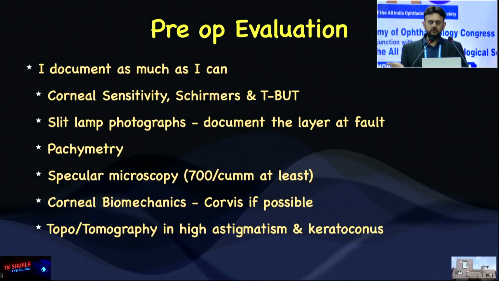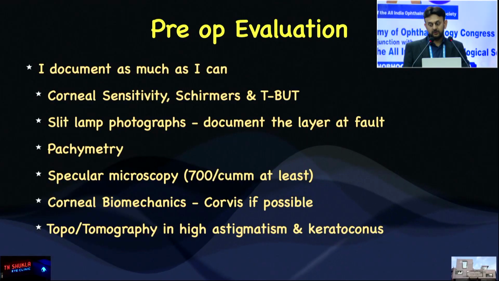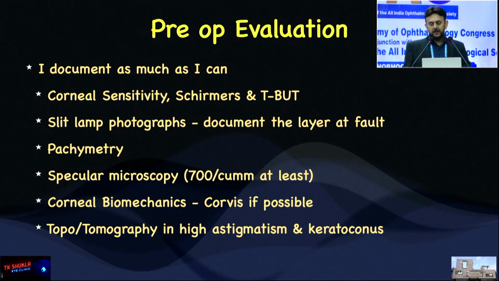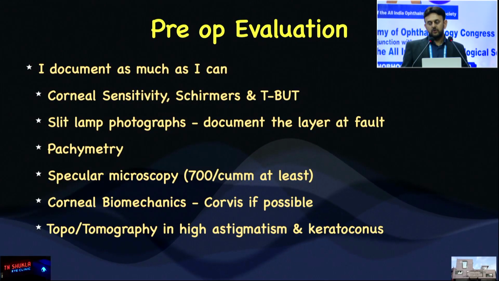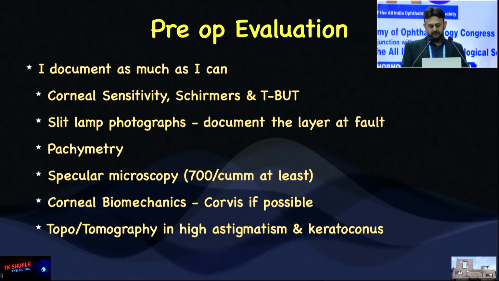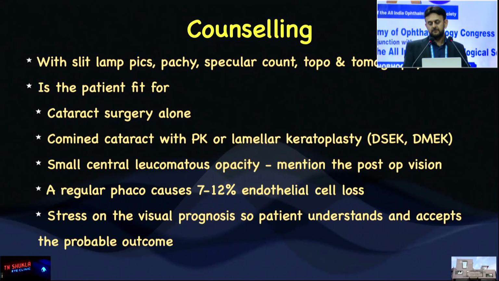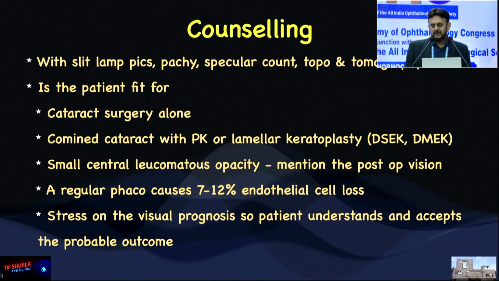700 cells per cubic millimeter is at least one thing which is important. Now finally, corneal biomechanics, if you have access to Corvis, it is very good. And tomography and topography whenever you have any patient with high astigmatism or keratoconus. Now comes the most important part, that is the counseling.